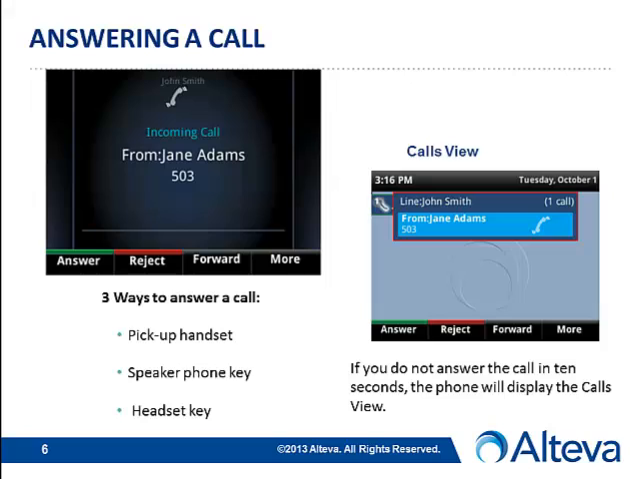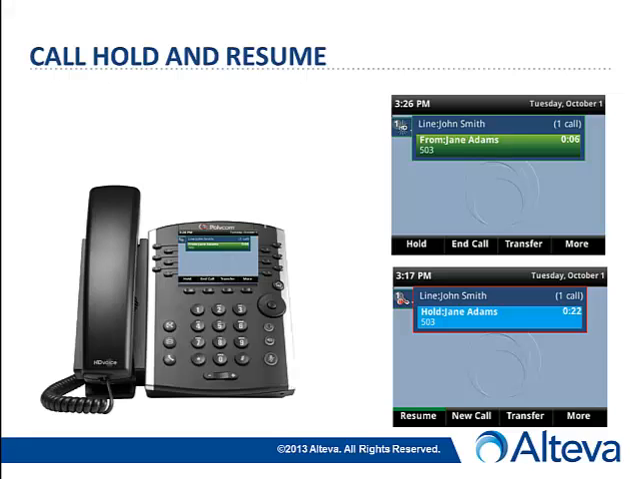When answering a call, you can use the handset, speakerphone, or headset. You can also answer a call by pressing the soft key label Answer, and the call will be answered by the speakerphone. To place a call on hold during an active call, you can use the Hold soft key or the Hold feature key. Once the call is on hold, the caller will hear the hold music. To return to the caller, you can use the soft key label Resume or the Hold feature key.